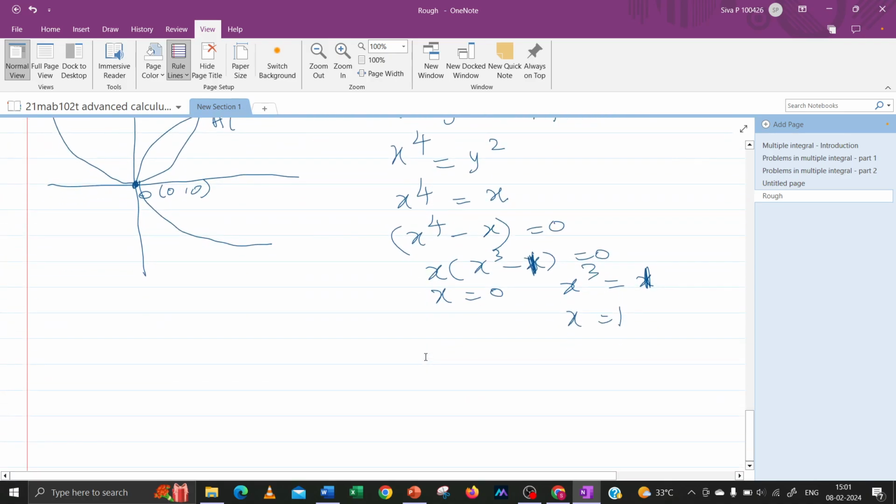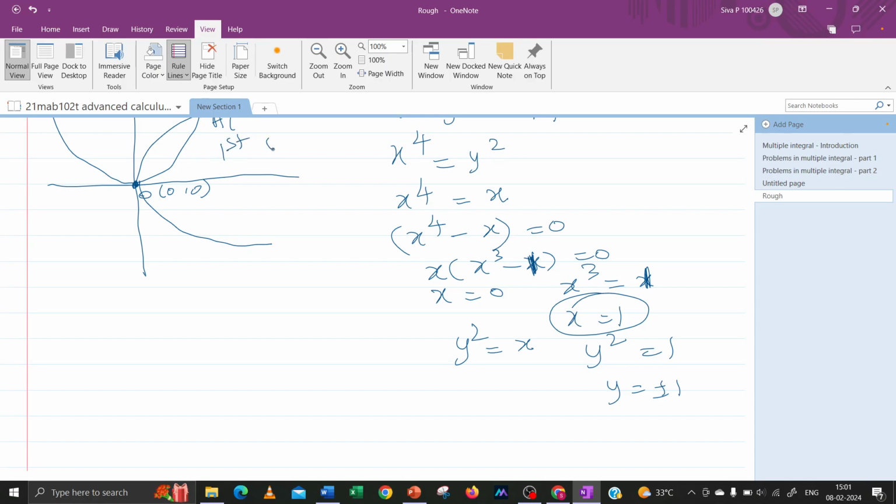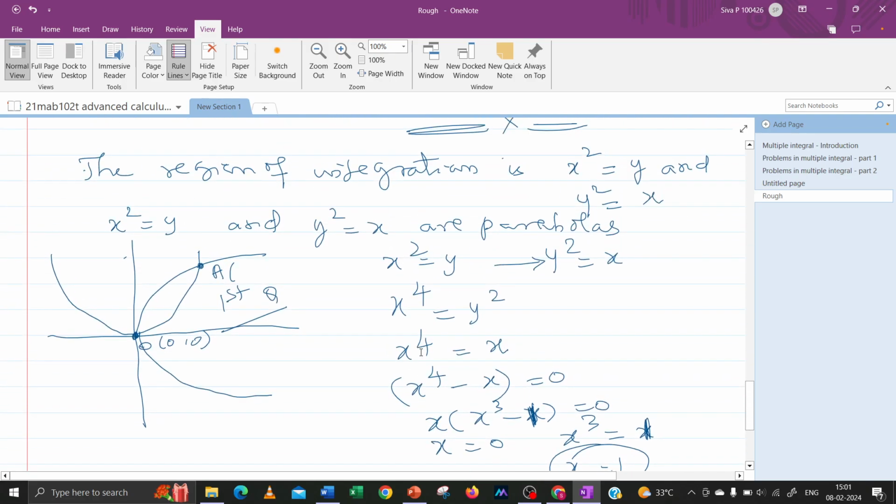y square equal to x, is it not? In case y square equal to x, what is the value of x? 1. So y equal to plus or minus 1. But plus or minus 1 is there, but here it is the first quadrant. For the first quadrant, y is always positive. Therefore, we can take that y equal to 1. When x equal to 1, y equal to 1. Therefore, this intersection point is (1, 1).